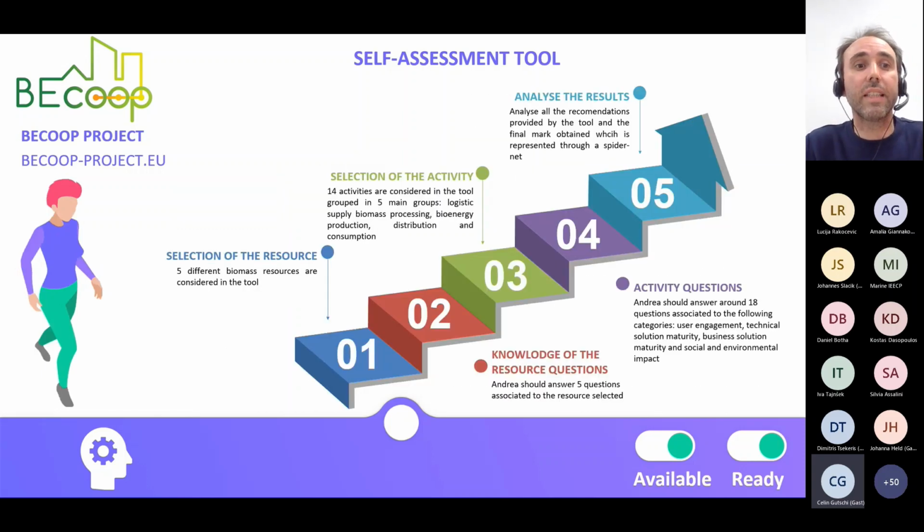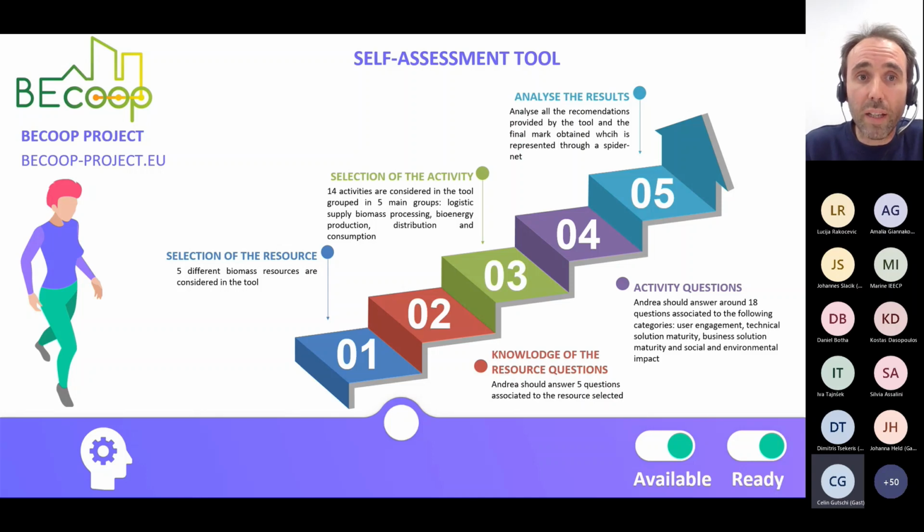Finally, this is just a practical example with Andrea. The first thing that you will find in the tool is a brief description of the tool, but after that, you will have to select the biomass resources that you are considering for your initiative. You will find 5 different biomass resources there. After you click, five questions will appear. Each question has several answers, and you have to click the one that you identify with most.